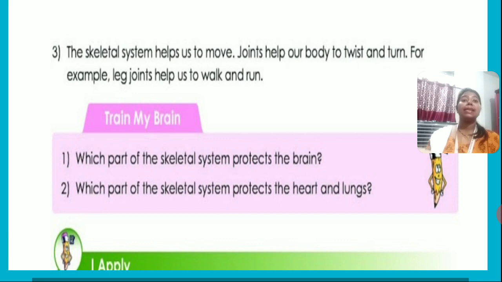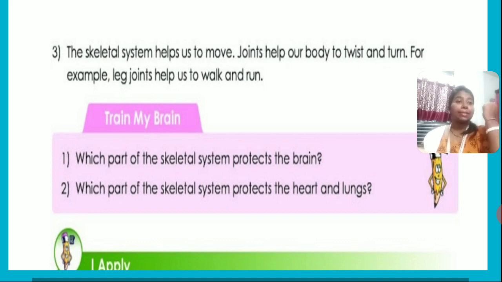Yes, the skeletal system helps us to move. Joints help our body to twist and turn. For example, leg joints help us to walk and run. I told you that day, over our bones we have the muscles. Clear? And these muscles help us to move.